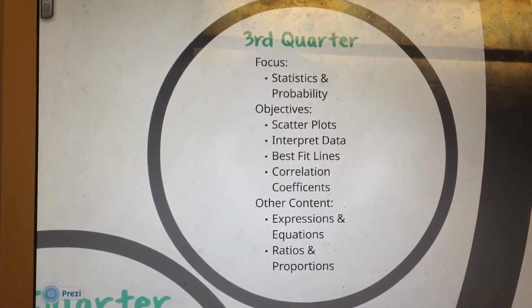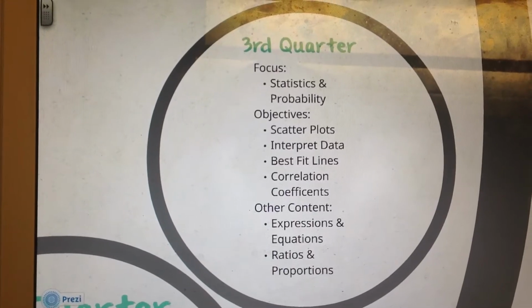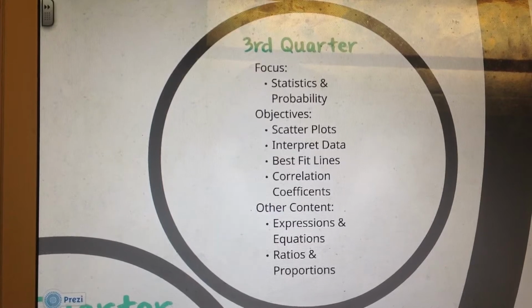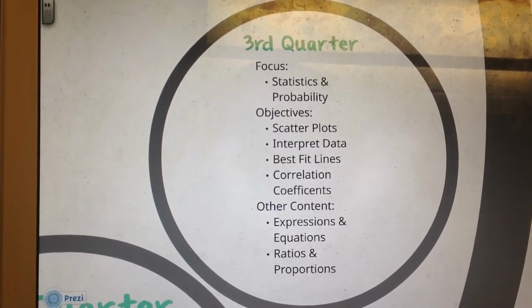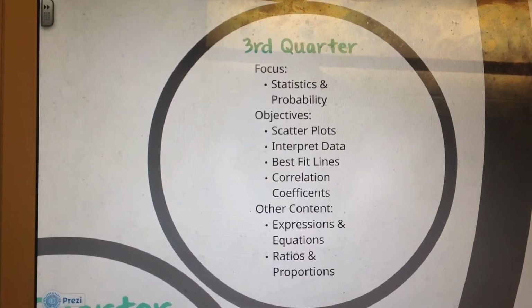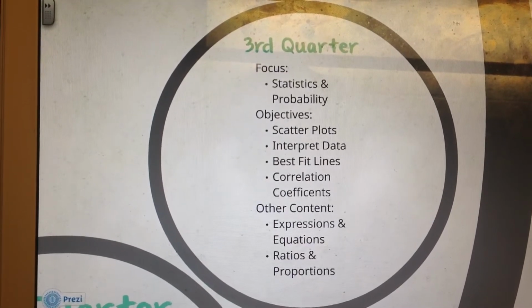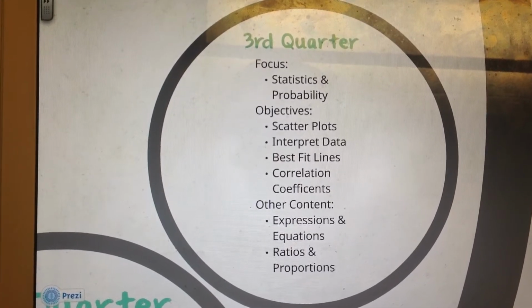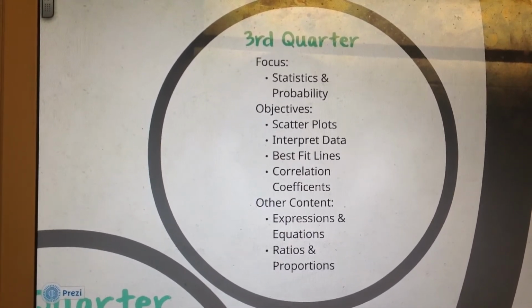And the other content areas that are addressed are expressions and equations and ratios and proportions, and those are used in the activities because when they make the scatter plot and they have the best fit line, they have to use equations to find the lines after that, and then for ratios and proportions, they are comparing the data.